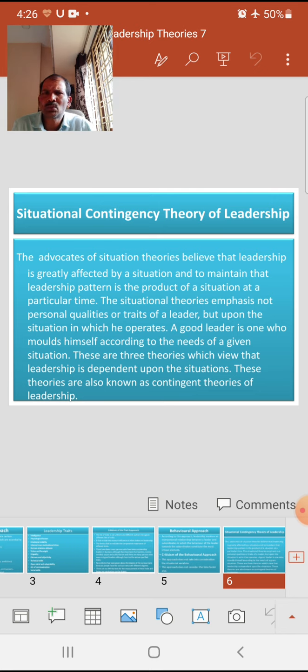Since this is a new approach to the concept of leadership, it is difficult to evaluate this theory due to lack of sufficient empirical evidence. Another is transformational leadership.